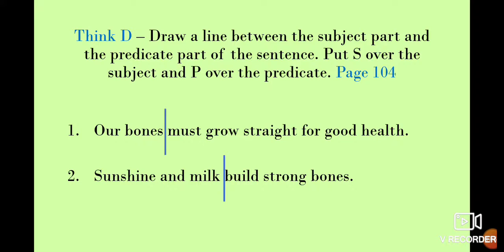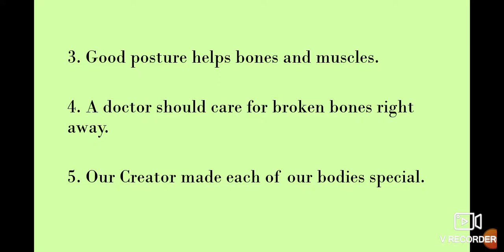Number 2, sunshine and milk. This is the subject. Build strong bones. This is the predicate. Excellent. Number 3, good posture helps bones and muscles. In this case, the subject is good posture, so you write a letter S over the subject. And helps bones and muscles is the predicate. Number 4, a doctor should care for broken bones right away. In this case, a doctor is the subject, should care for broken bones right away is the predicate.